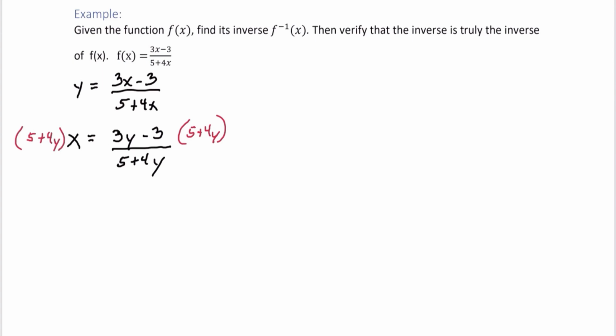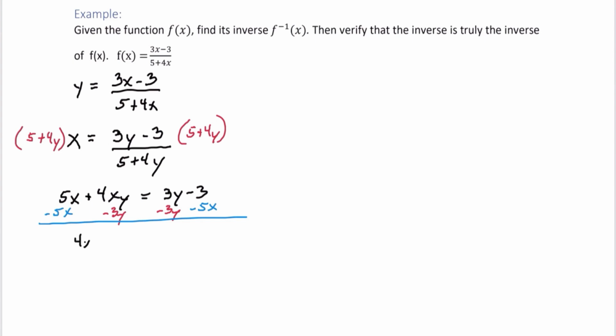On the left, we distribute to get 5x plus 4xy. On the right, the denominator will cancel with the LCD, leaving us with the numerator 3y minus 3. Keep in mind, the goal is to isolate the y, so we need to move terms that contain y to the left side. Terms that contain x, we will move to the right side. We now have 4xy minus 3y equals negative 3 minus 5x.